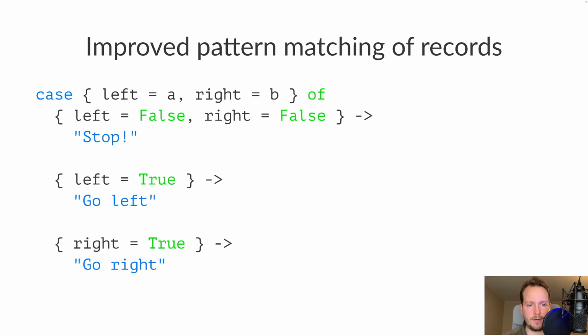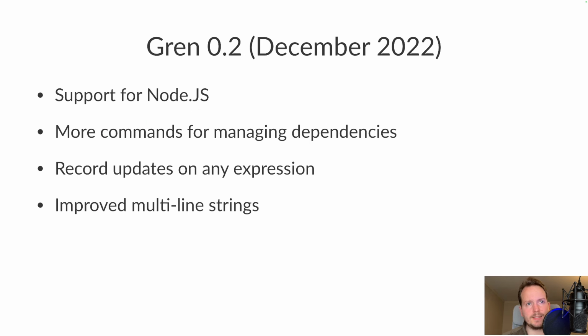In fact, you gain some functionality because you can pattern match this way on records, you know. So that was the Gren 01 release. In December that same year, which is roughly 6 months later, Gren 02 came, and this is where things started to get interesting. So in Gren 02, you could actually compile applications that did not expect to run in a browser, but could run in node.js.